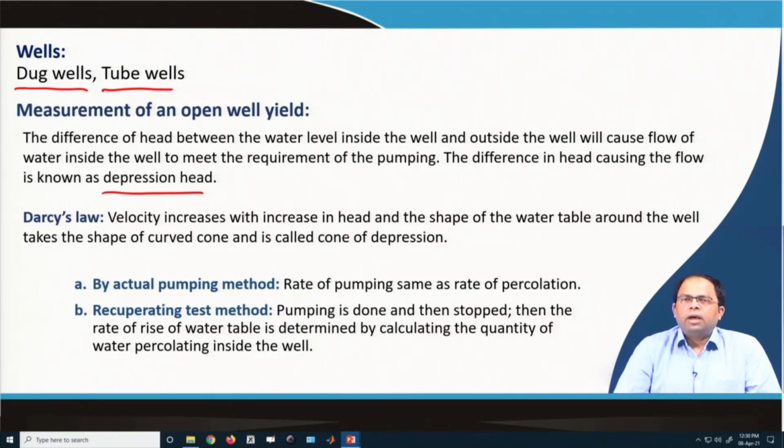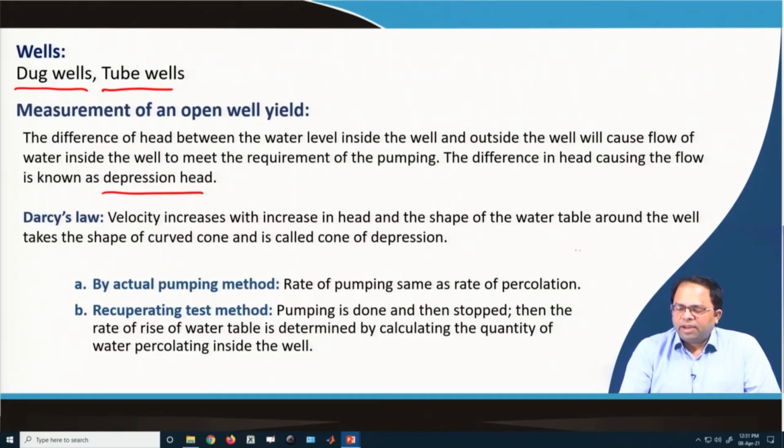This is what we derived a few slides back, and what we see is that the velocity of flow increases with the head. So, the more the head difference, the more the flow, and accordingly the slope, the more the velocity, of the water flowing inside this well. It is flowing from the surroundings, and usually the shape of the water table around the well takes the shape of a curved cone, and this is called the cone of depression.